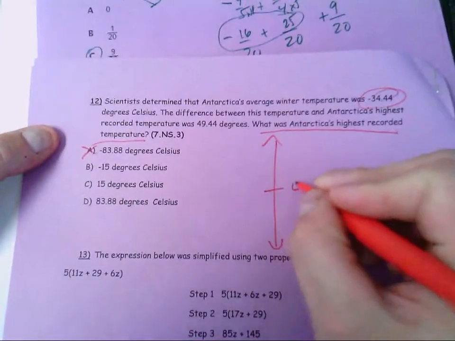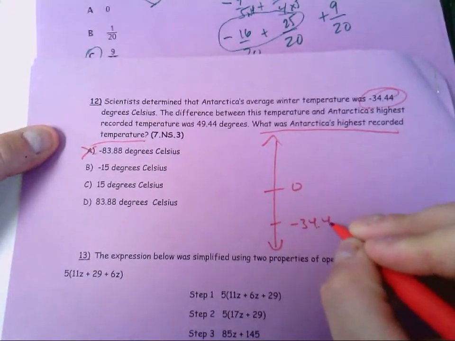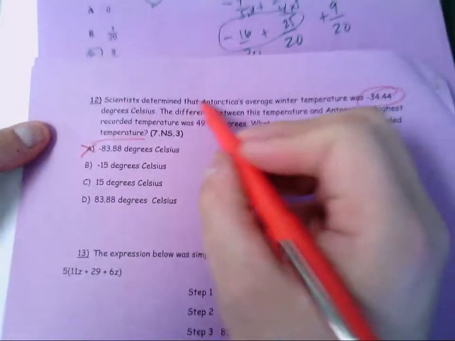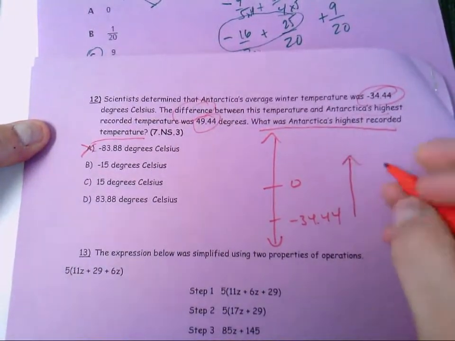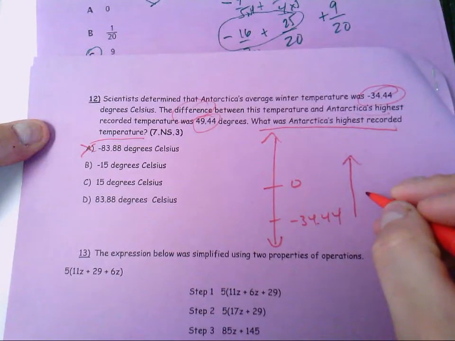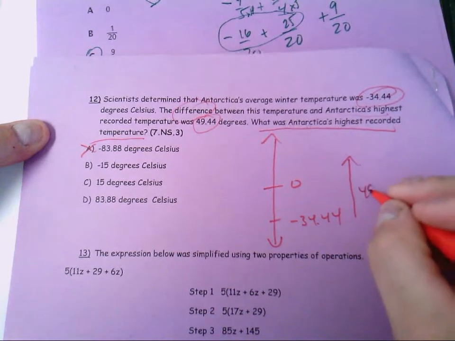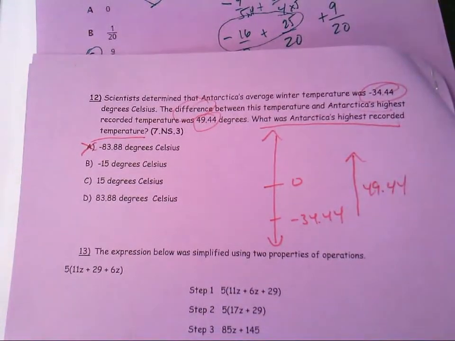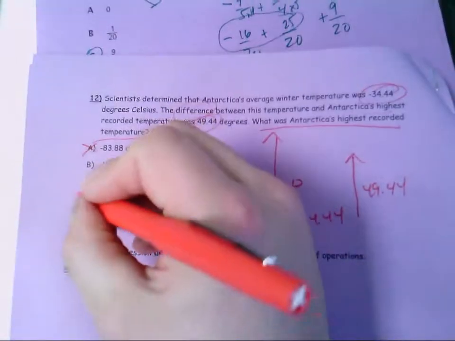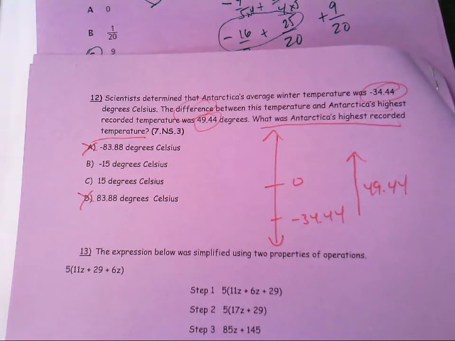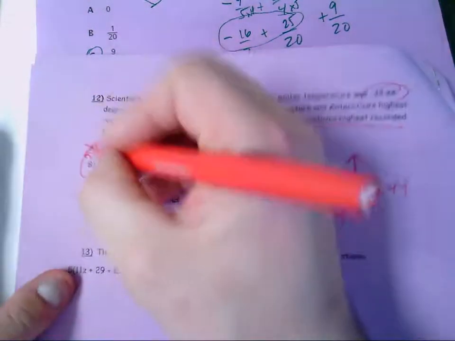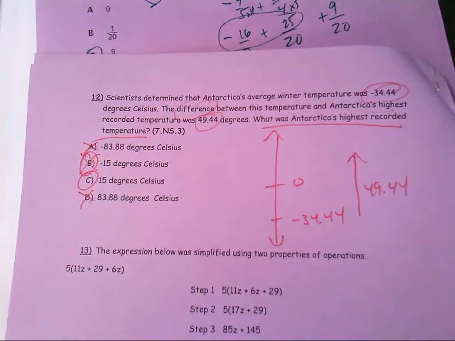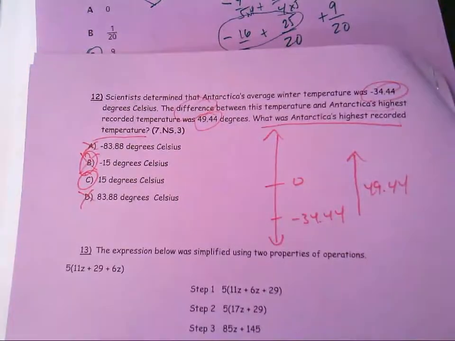Right? So here's 0. Here is negative 34.44. The difference between the temperature and Antarctica's temperature is 49.44, which means that the actual high temperature, the highest recorded temperature, is 49.44 degrees higher than negative 34.44. Hopefully that gets rid of choice D if you draw the picture, right? And hopefully, like I said, if you draw the picture, the answer comes pretty easily. Oops, wait a minute. Sorry, I just circled the wrong one. The answer is C, because it's going to be above 0. It's going to be a little bit above 0.